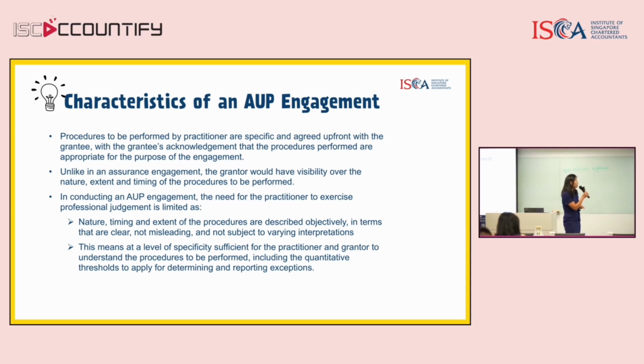In conducting an AUP engagement, the need for the practitioner to exercise professional judgment is limited, because the standard itself requires the nature, timing, and extent of the procedures to be described objectively in terms that are clear, not misleading, and not subject to varying interpretations. We will go a bit further down later on. I have some examples that we can use to illustrate. This also means it should be described at a level specific enough for the practitioner and the grantor to understand the procedures performed, including in situations where there are quantitative thresholds to be applied for determining and reporting exceptions.